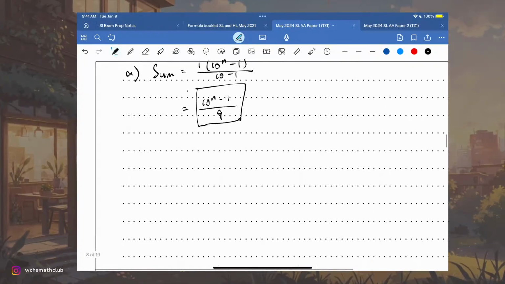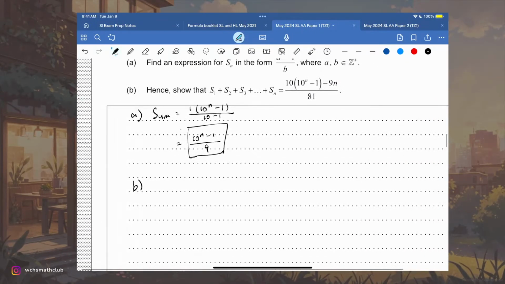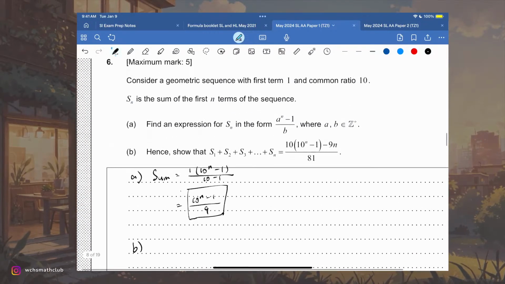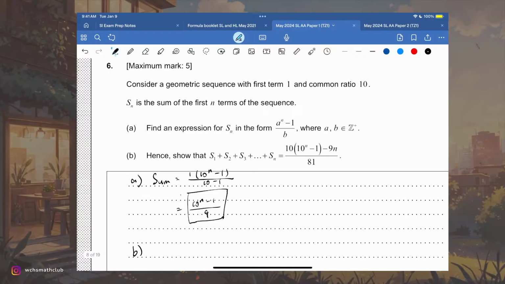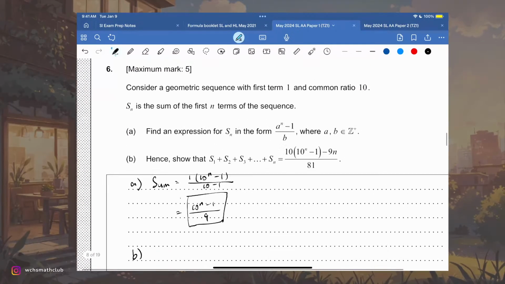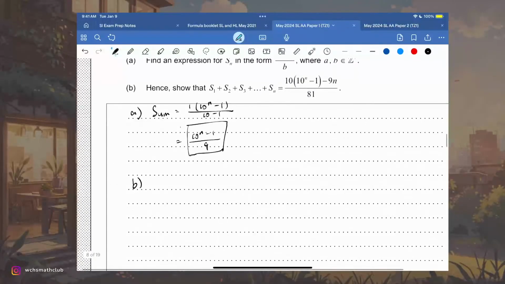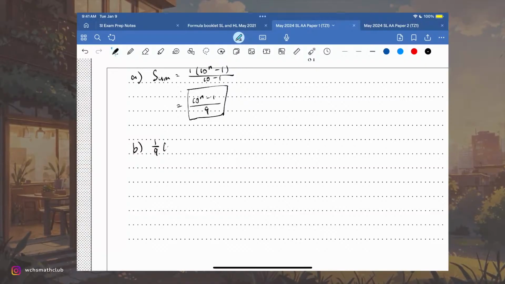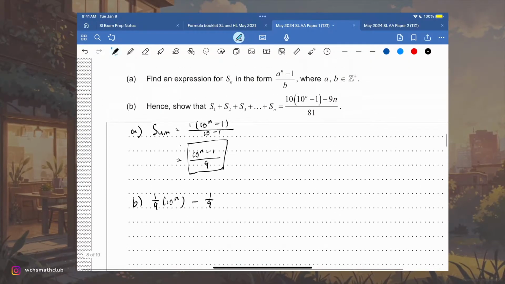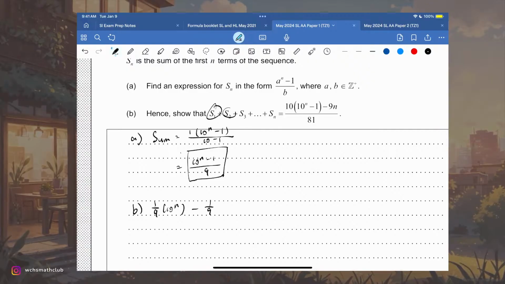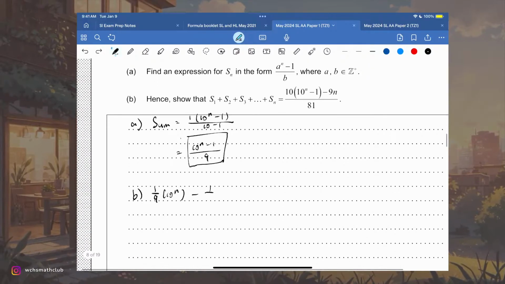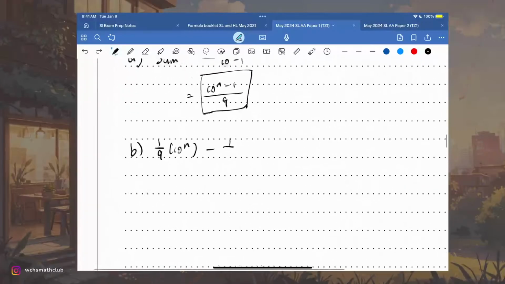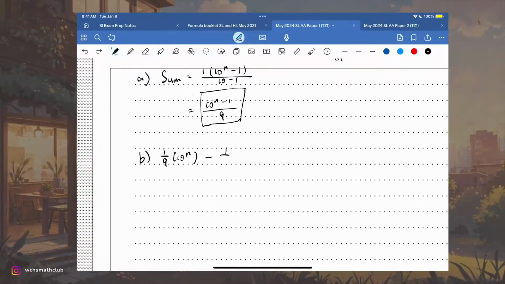So this is going to be our final solution. Now for part B, it asks us to hence show that the sum from S1 to Sn is going to be 10 times 10 to the n minus 1 minus 9 over 81. So we can rewrite the sum a little bit differently, in terms of 1 over 9 times 10 to the n minus 1 over 9. If you look at this question carefully, it's basically telling you to add the sums up, not the individual terms, but the sums that we got from part A. And so the sum is equal to 1 over 9 times 10 to the n minus 1 over 9, like so.